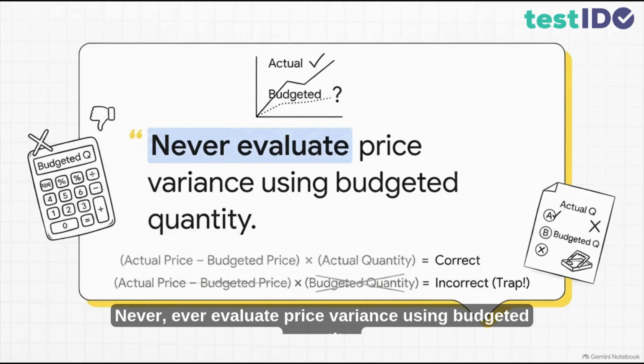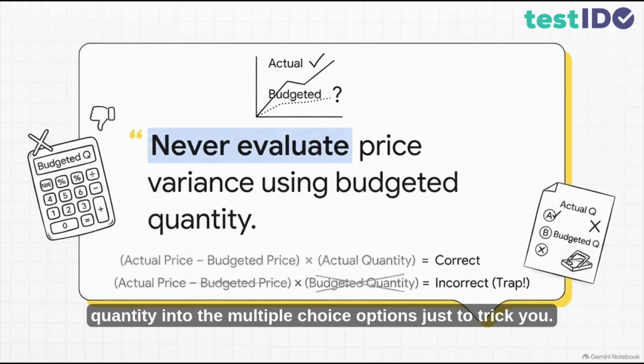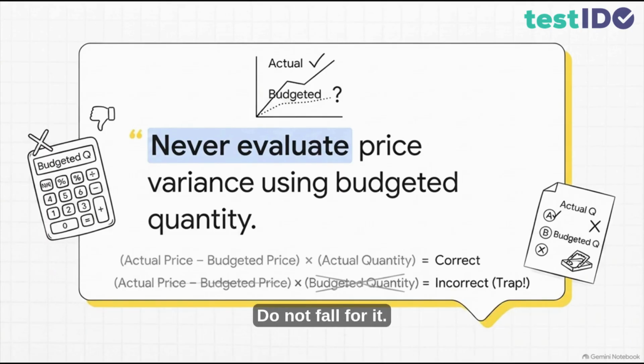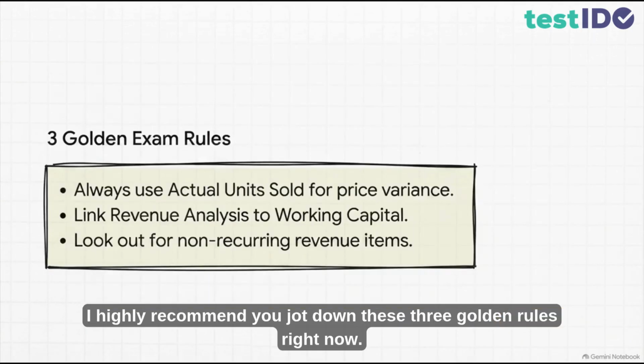Never, ever evaluate price variance using budgeted quantity. Let me say it again. Always multiply the price difference by the actual units sold. Test makers absolutely love to slip the budgeted quantity into the multiple choice options just to trick you. Do not fall for it. I highly recommend you jot down these 3 golden rules right now.